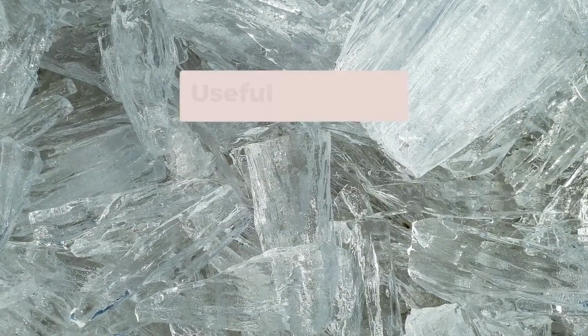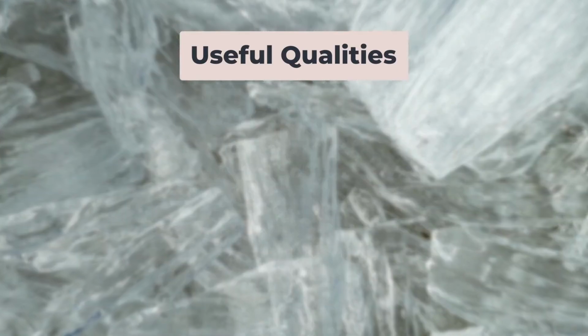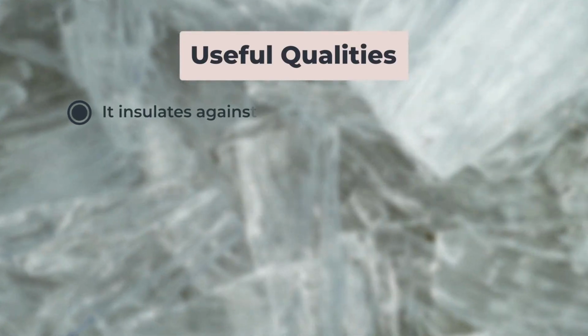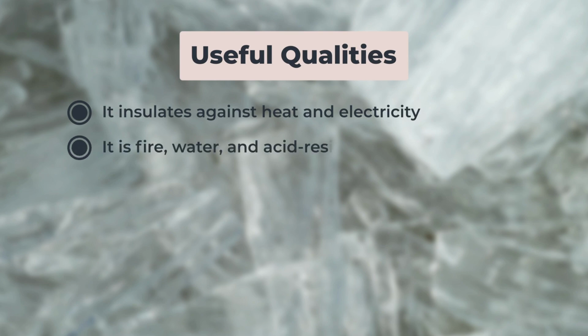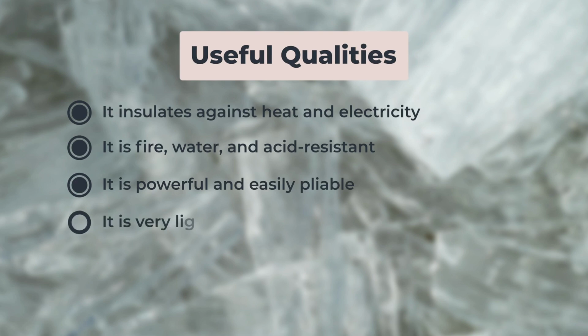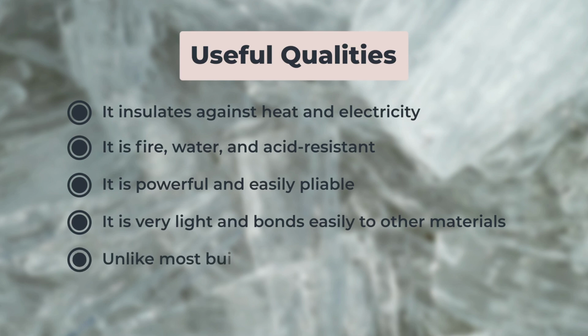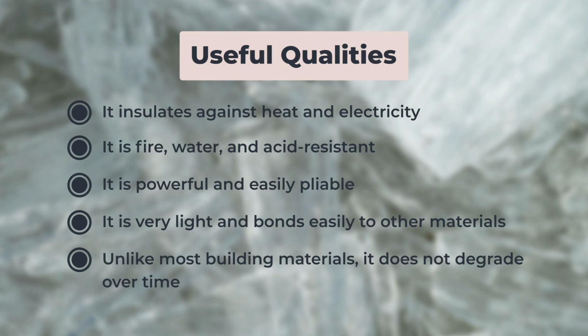Asbestos has many useful qualities when it was used in manufacturing. It insulates against heat and electricity. It is fire, water and acid resistant. It is powerful and easily pliable. It is very light and bonds easily to other materials, and unlike most building materials, it does not degrade over time. Unfortunately, it is the very nature of asbestos that makes it harmful to the human body.